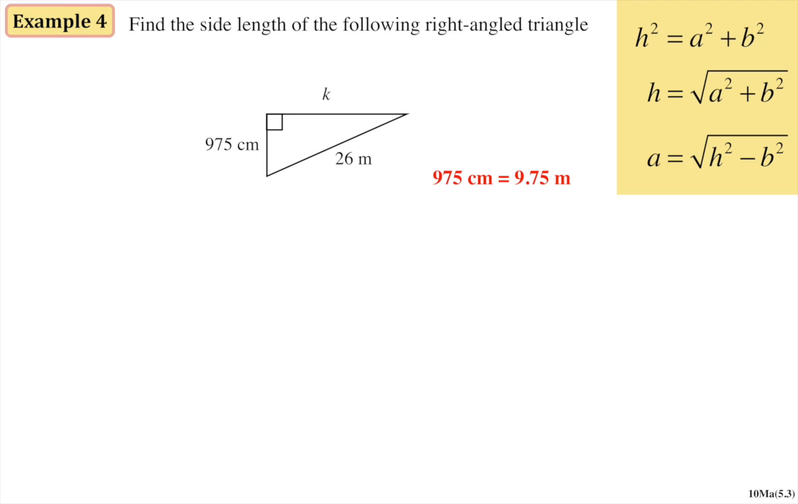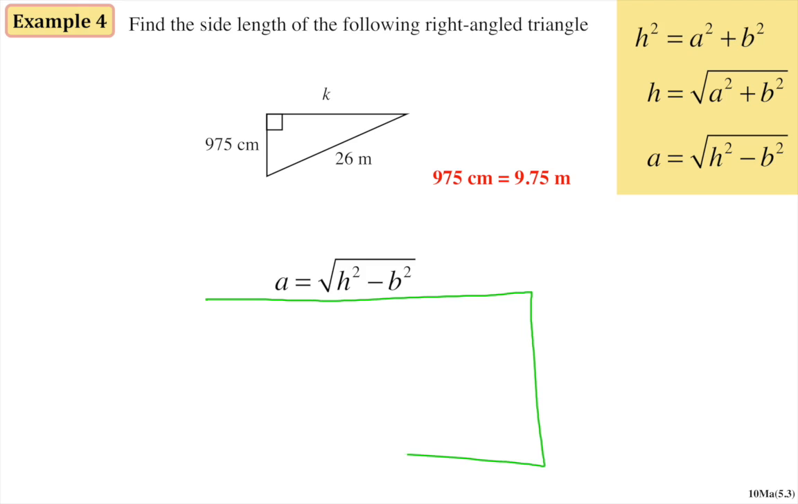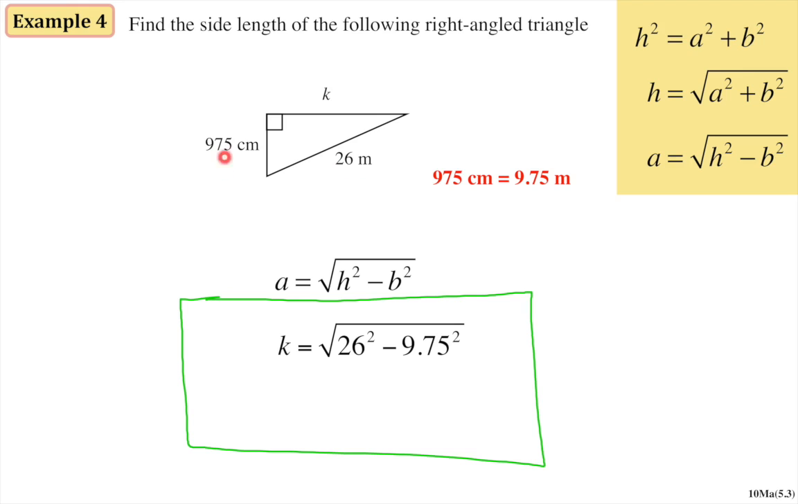So what do I actually have to show? All I have to show is what's in the box here. K equals the square root of 26 squared minus 9.75 squared. Put that into your calculator, and to one decimal place it's 24.1. So there you have it. That's how you find side lengths on right angle triangles if they are not the hypotenuse.